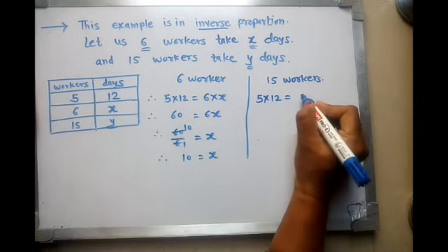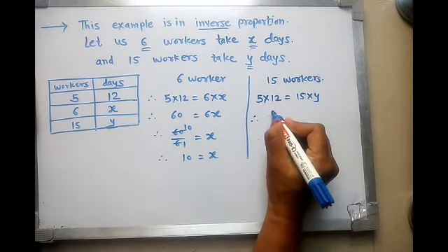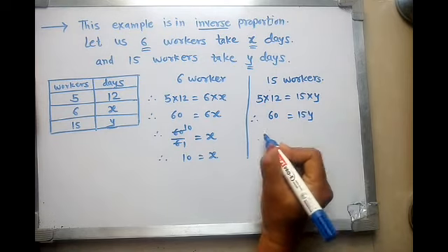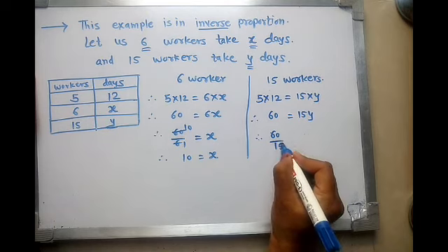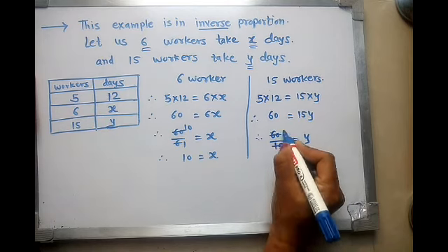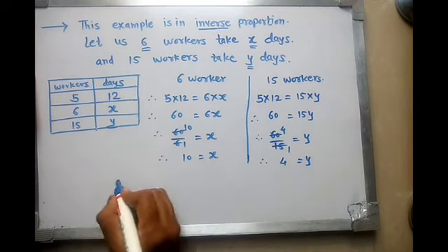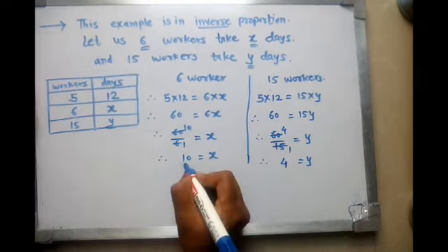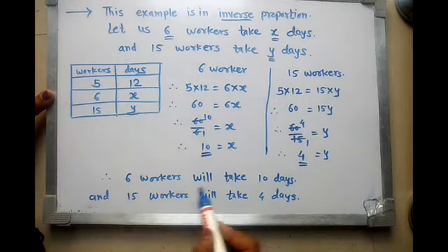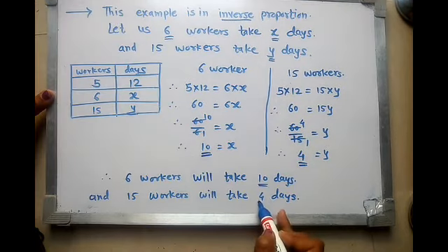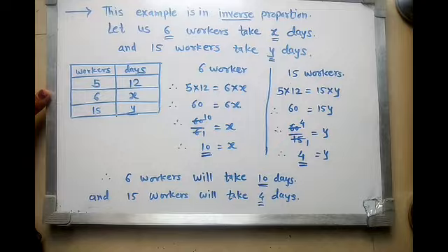5 into 12 is equal to 15 into Y. 60 is equal to 15Y. 60 upon 15, I take 15 on the left side as divisor. 15 ones are 15, 15 fours are 60. 4 is equal to Y. 4 days are needed for 15 workers. So 6 workers will take 10 days and 15 workers will take 4 days.